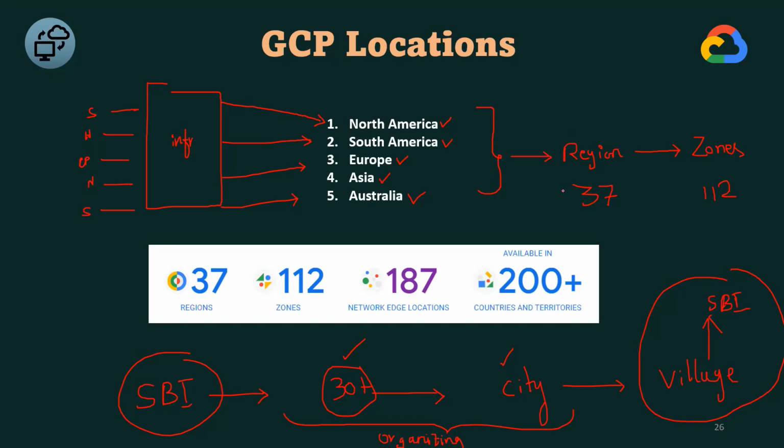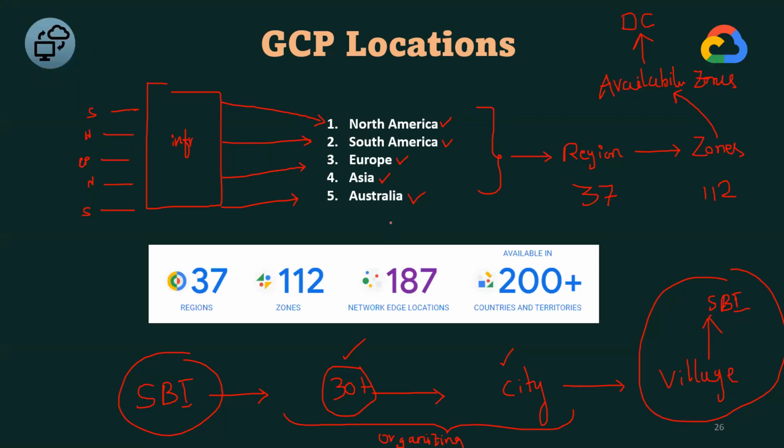These 5 locations are further divided into regions. These regions are further divided into zones. These zones are actually called availability zones because there is a reason for that. The zones are the ones holding that infrastructure, that is called a data center. Each data center will have infrastructure that can be physical resources or virtual resources. So that is the reason zones are called availability zones.